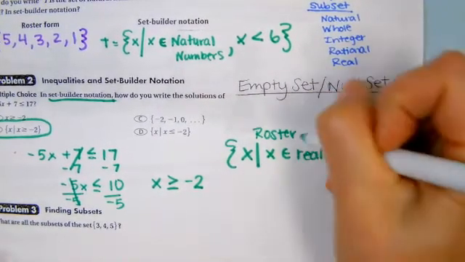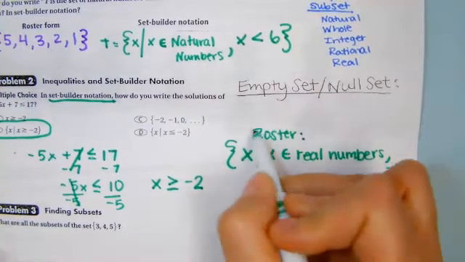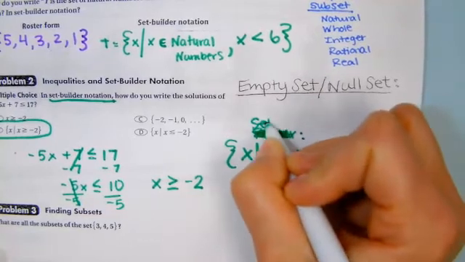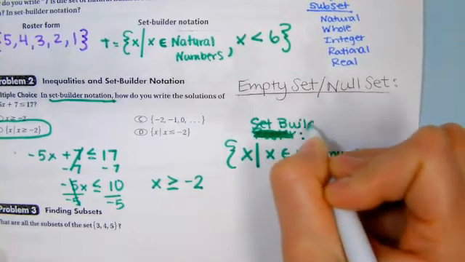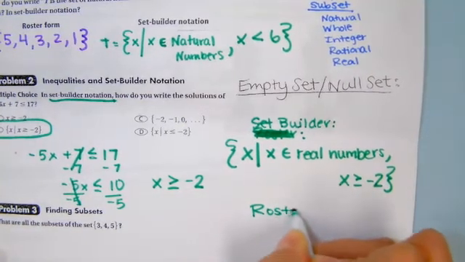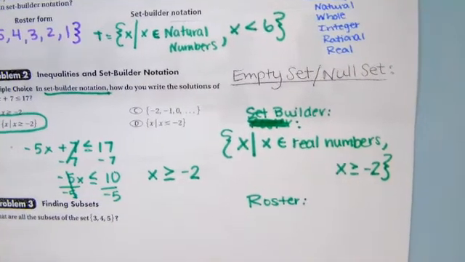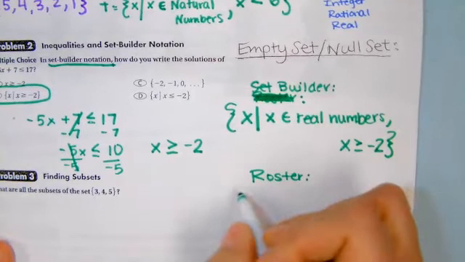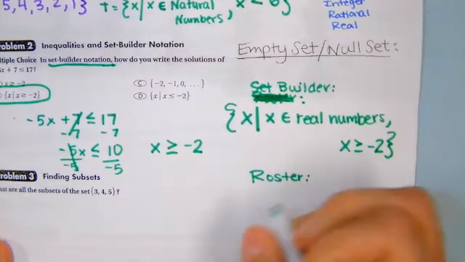Okay? So this is roster. Or I'm sorry, not roster. Shoot. Set builder. Sorry, I got too excited. So this is set builder. If you were to do this in roster, which is what I was going to show you, we have an inequality. Remember, roster is to list them out. So roster format, you would say like this.